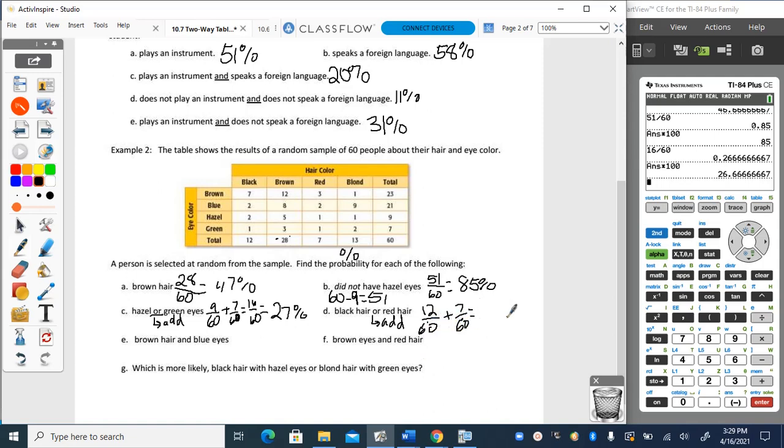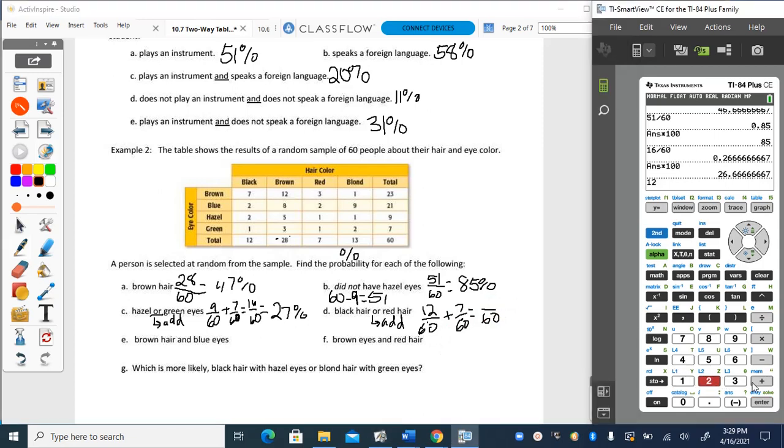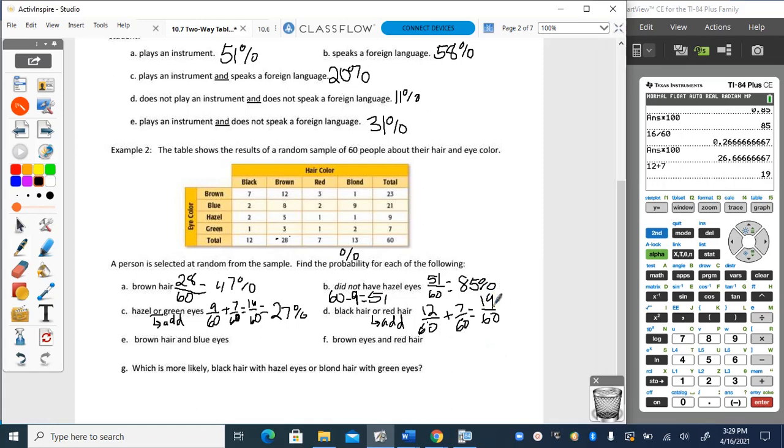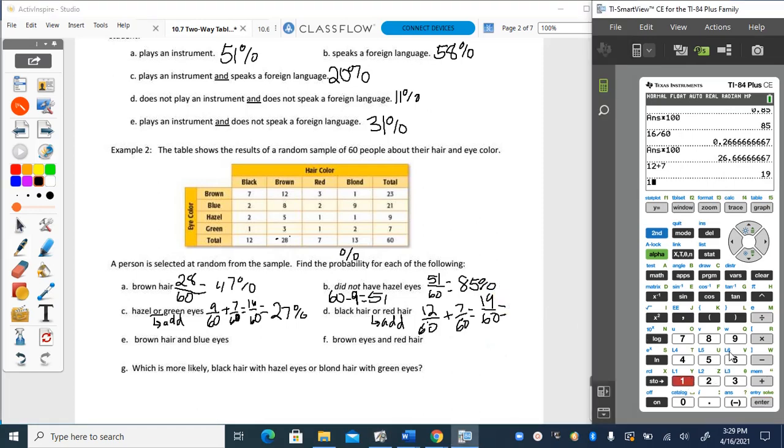So let's add those together. Keep the same denominator. And then what's 12 plus 7? 19. So we have 19 over 60. And then what's 19 divided by 60? And again, times 100. Well, that's 31.6 repeating, or just 32%.